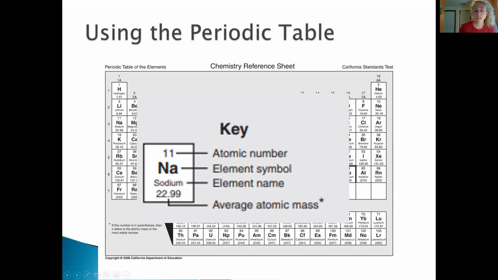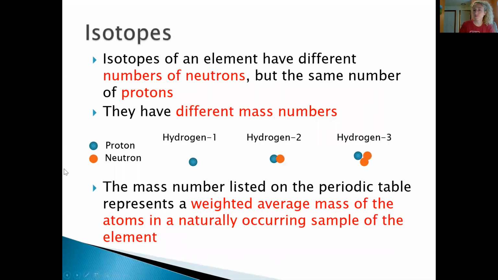All right, let's take a look at isotopes. And this is where the average atomic mass comes into play. Isotopes of an element have different numbers of neutrons. So we know that all elements, if they are, say, sodium, have 11 protons, but they could have different numbers of neutrons, which would change their mass, right? They could have different mass then.